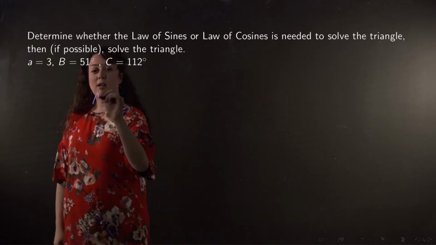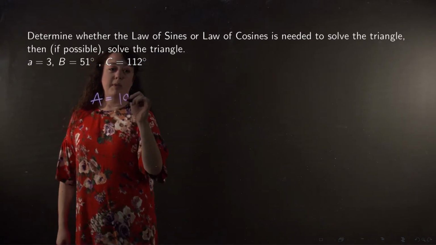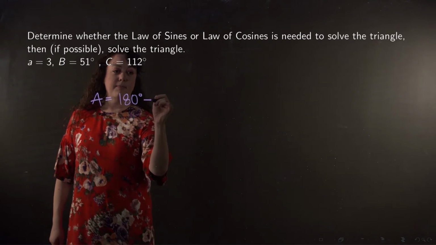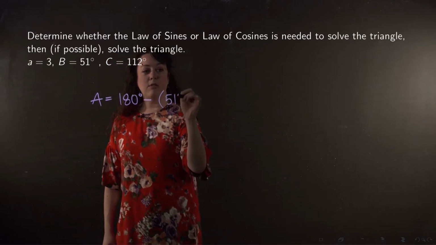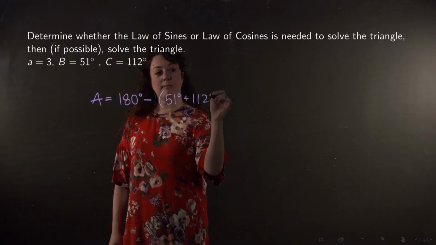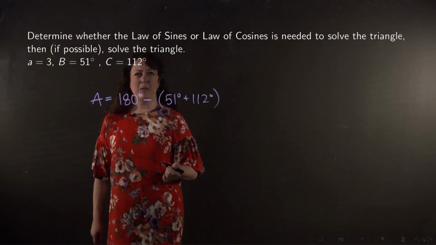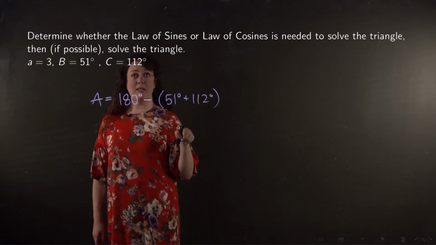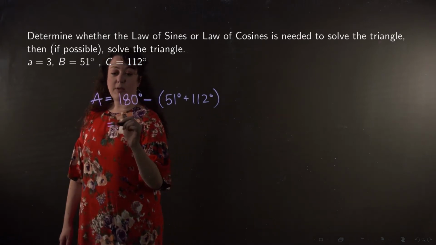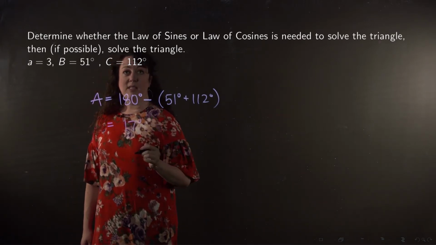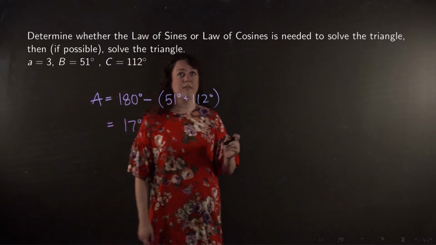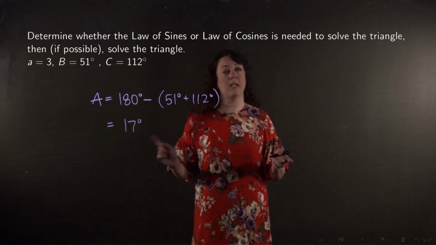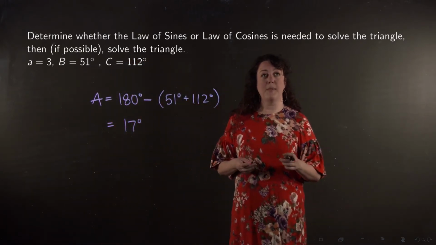That means that our A angle will be 180 degrees minus the 51 degrees plus the 112 degrees. Okay, what does that leave me with? 51 and 112 is 163. 180 minus 163 leaves me with a very small angle of 17 degrees.